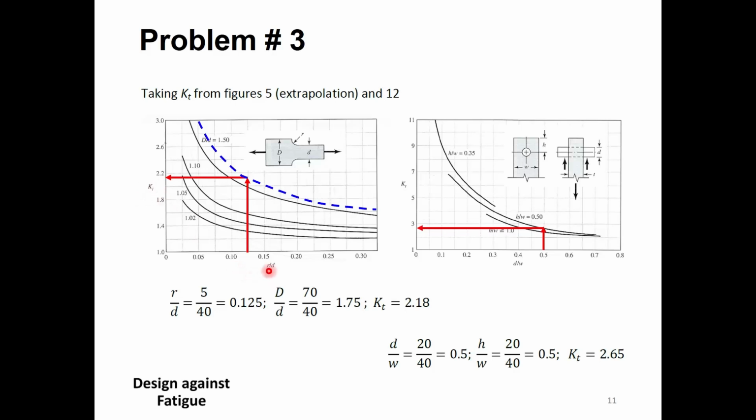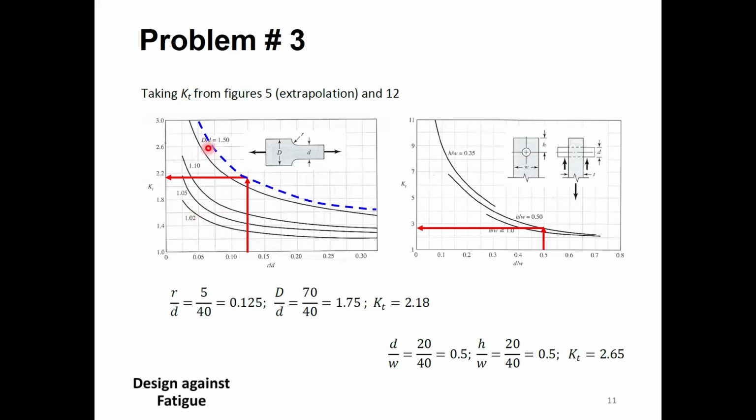The first one is the ratio between the radius of this fillet over the smaller width. The radius of the fillet is 5, the smaller width is 40, so this gives us 0.125. So we've just identified the first point. So we can draw a vertical line at this point. Then we're going to choose one of these curves in order to find the value KT.